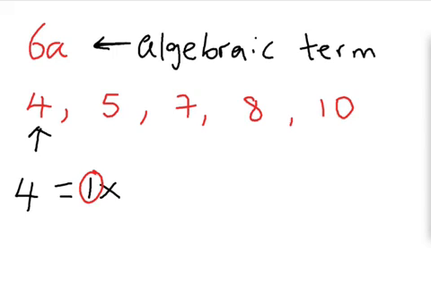Why did I say that? I have said that because 1 can go into any number to give the same number. 1 can also go into any expression, any algebraic expression, or any variable, or any algebraic term to give the same thing. So 1 is a universal factor. For that reason, whenever you are listing your factors, you can always add 1.